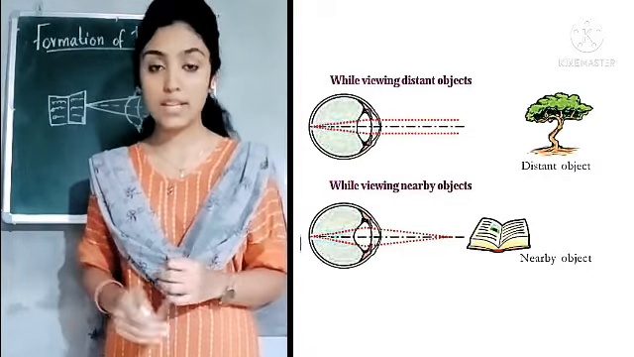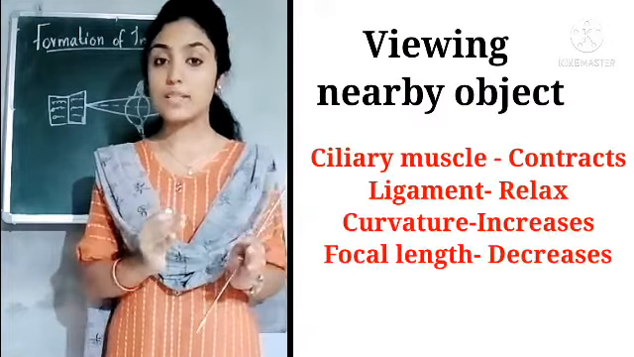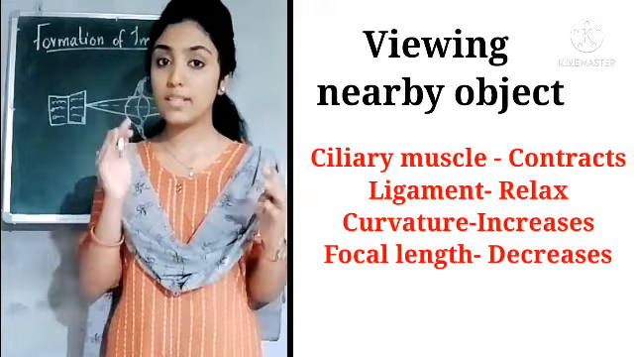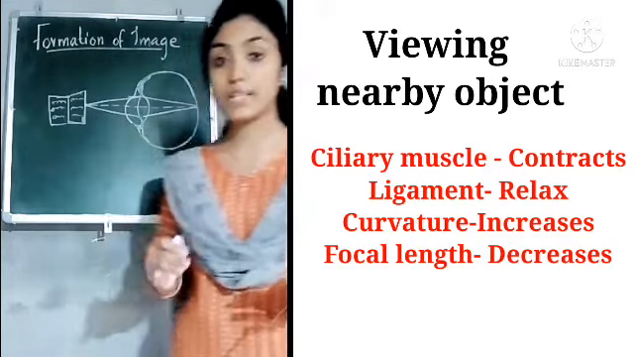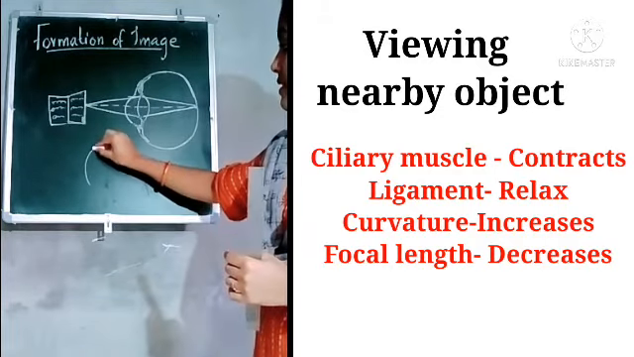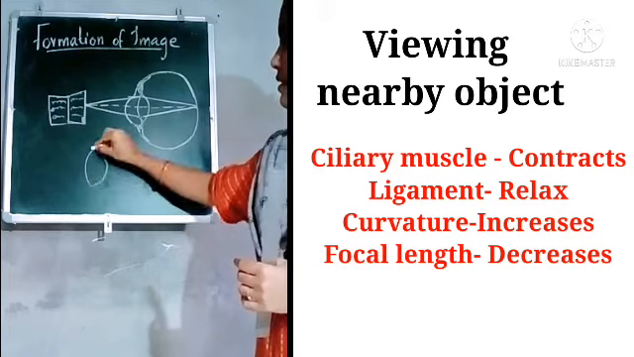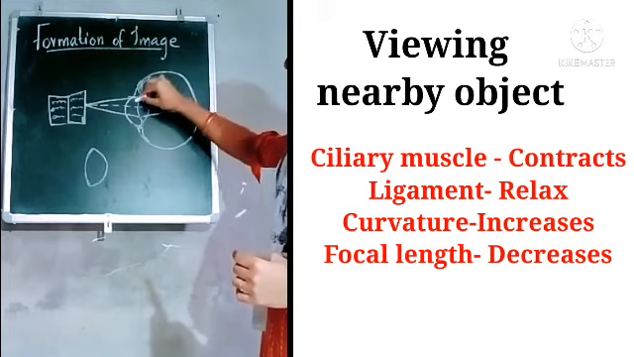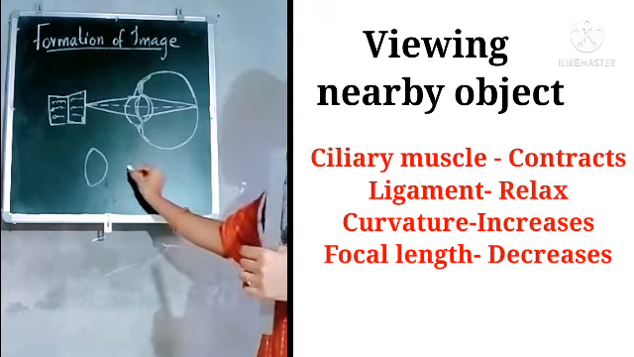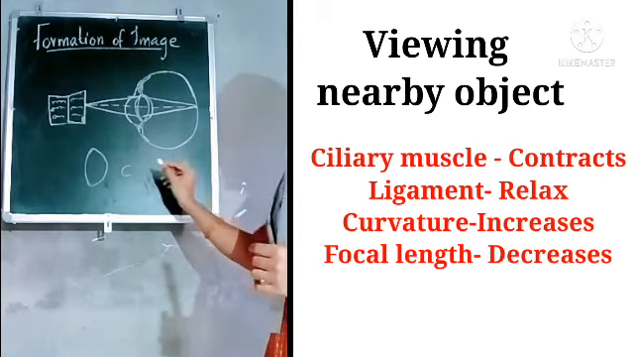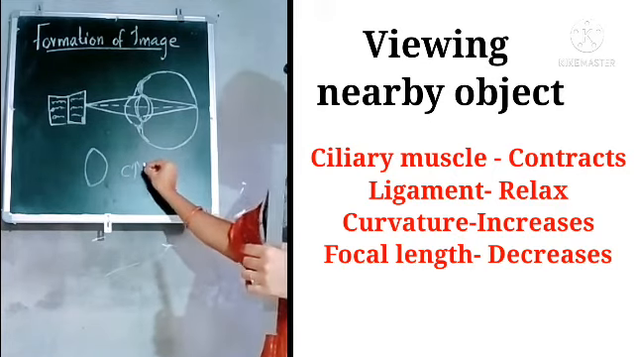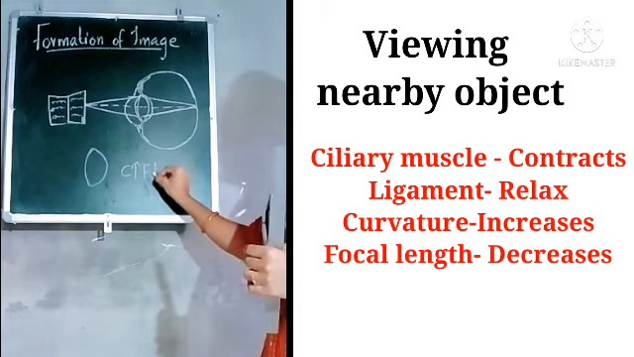And now let us learn how the lens is adjusted for viewing a nearby object. For viewing a nearby object, the ciliary muscles contract and the ligaments relax. So when the ciliary muscles contract and the ligaments relax, you can see the convex lens becomes thicker. Here the convex lens becomes more thick. As a result, the curvature of the lens increases and the focal length decreases.